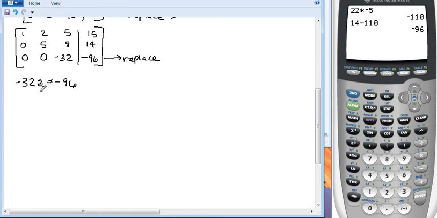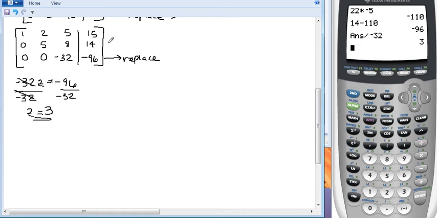I'm going to divide through by -32 both sides. Z is, let's take this -96, and we want to divide through by -32, and we have 3. There's one answer. Okay?